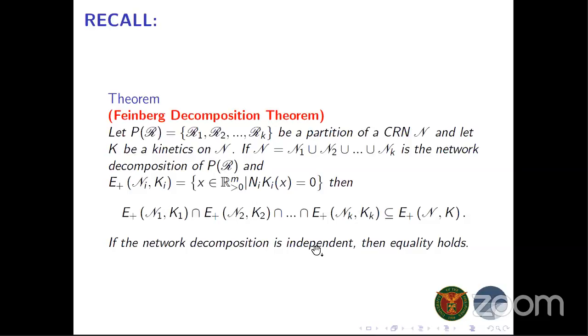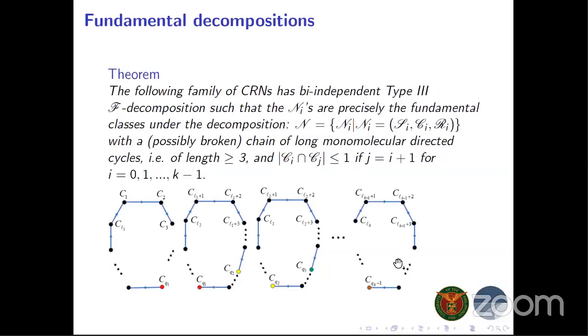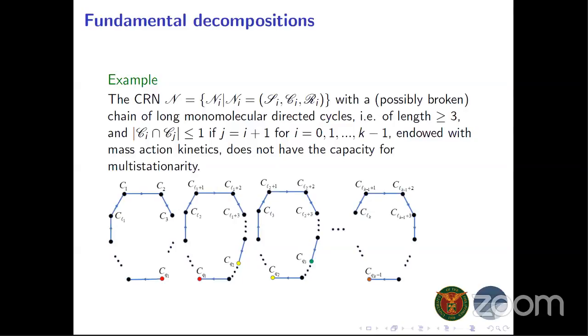Now, we said a while ago that the fundamental decomposition is independent. And then you can actually use the Feinberg decomposition theorem. And we use the deficiency 0 theorem. The deficiency of each subnetwork is 0. So by combining the results on the deficiency 0 theorem and the Feinberg decomposition theorem, we can say that this system does not have the capacity for multistationality.